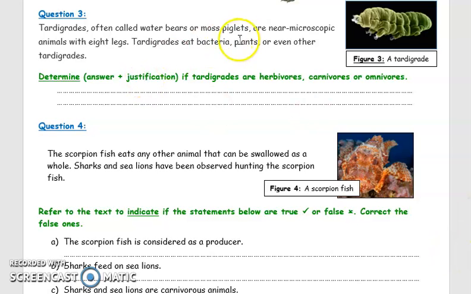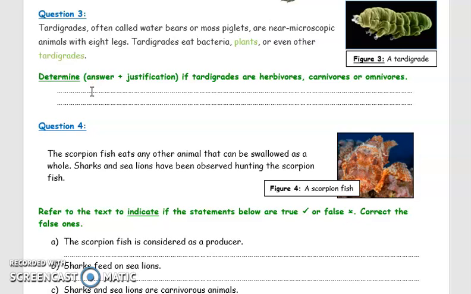Since they feed on plants, but they also eat each other. They eat plants, but they also eat meat. They eat each other also. So they are eating both plants and meat, right? What do we call organisms that feed on both plants and animals?